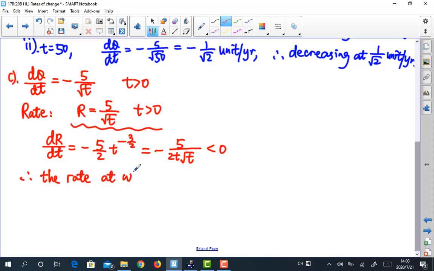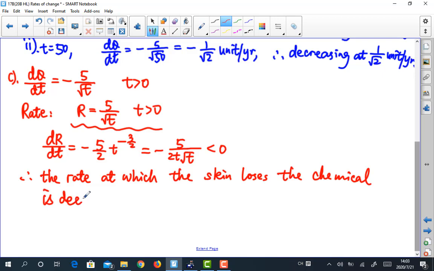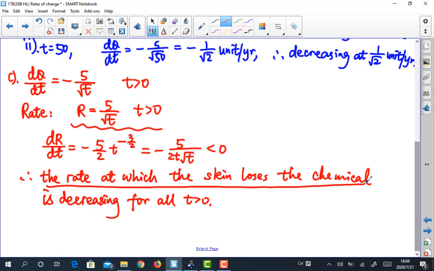at which the skin loses the chemical is decreasing for all t is greater than 0. So this is also the rate of decrease is decreasing for all t is greater than 0.